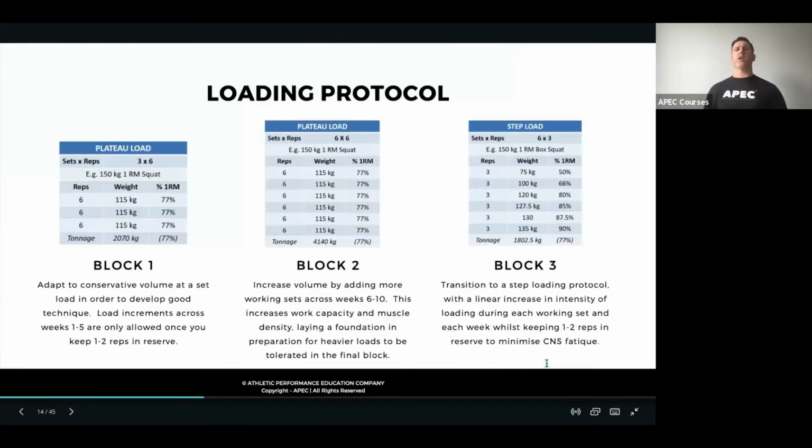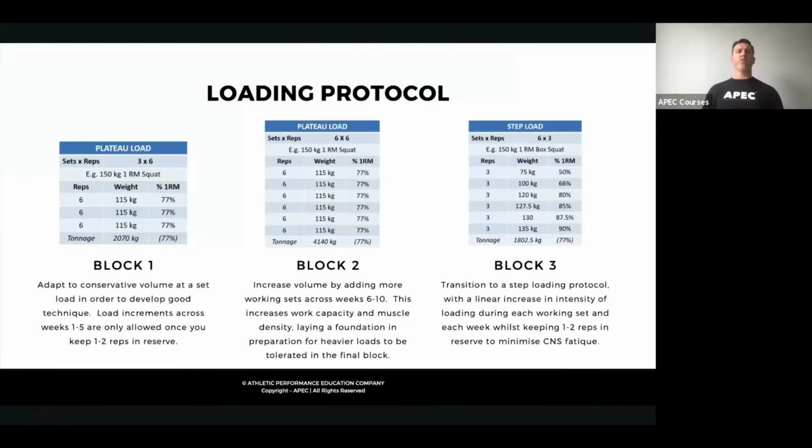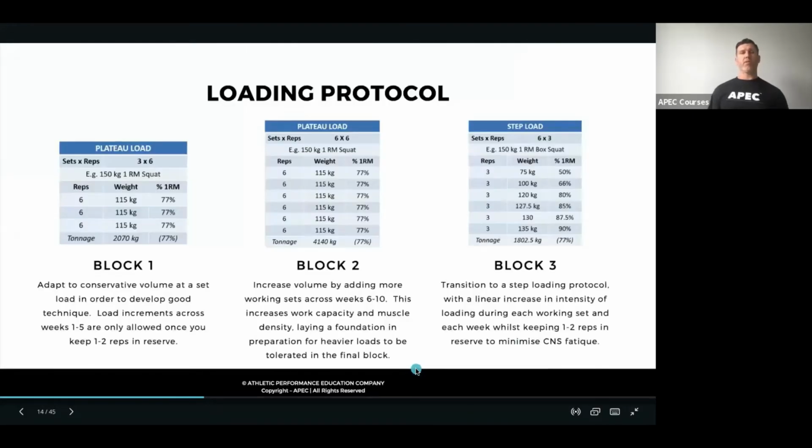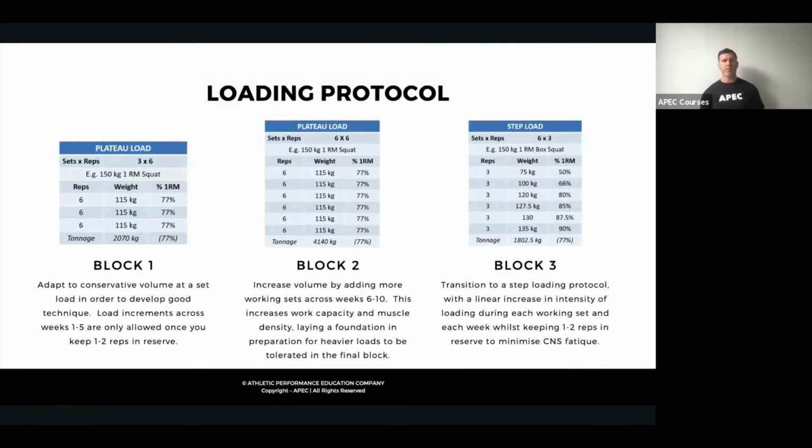And if you guys are working with clients or athletes who perform in events or sports, this is a really great way to increase their capacity and their ability to perform under fatigue for a prolonged period of time.